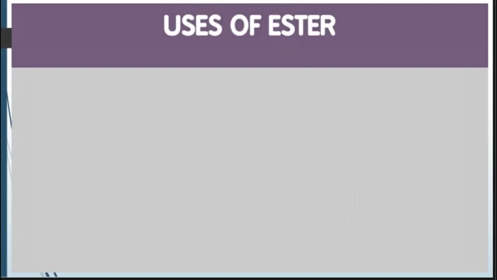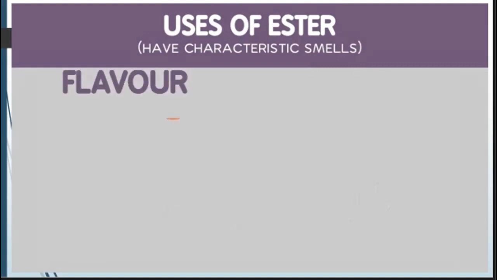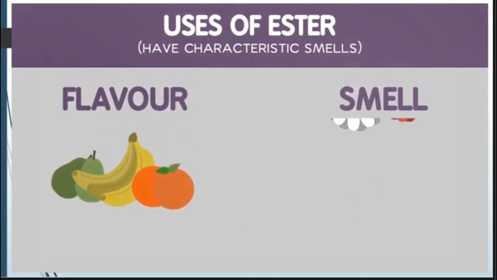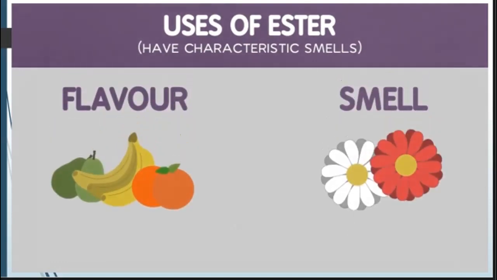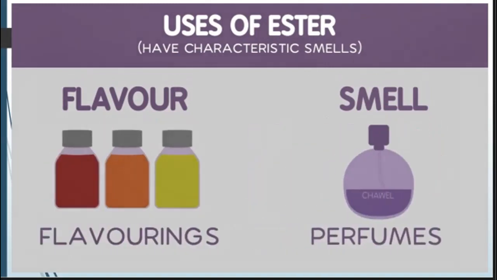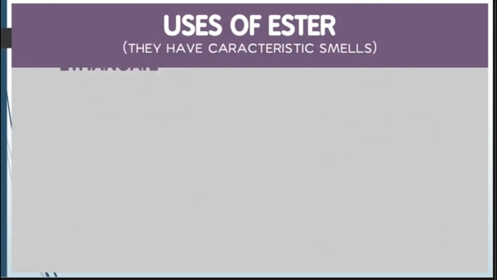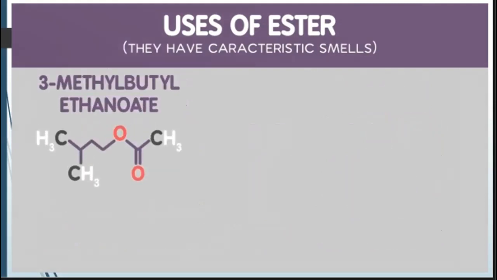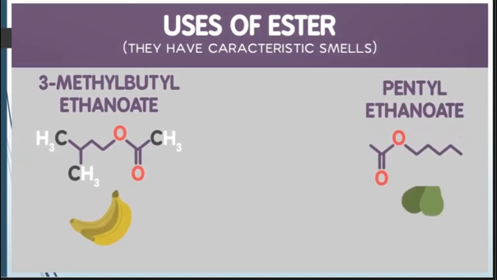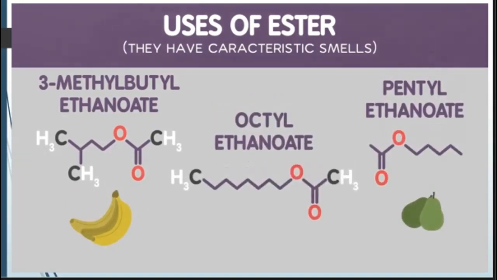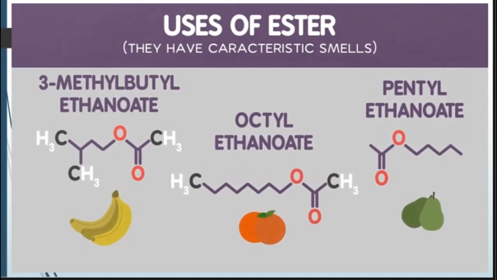Now, let's take a look at what esters are actually used for. Esters have characteristic smells and are responsible for the flavour of foods and smell of flowers. They are therefore useful as flavourings and perfumes. Some examples of esters together with their smells are 3-methylbutyl ethanoate, or bananas, pentyl ethanoate, pears, and octyl ethanoate, oranges.